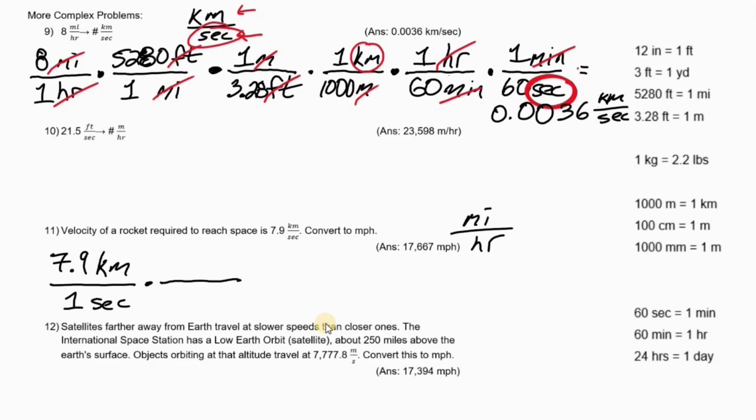So we know that our kilometers is going to be the first thing that we want to cancel out. So where on here do we actually see kilometers? Hopefully by now you're seeing it right there. So keeping in mind that we're going to go from kilometers to miles.